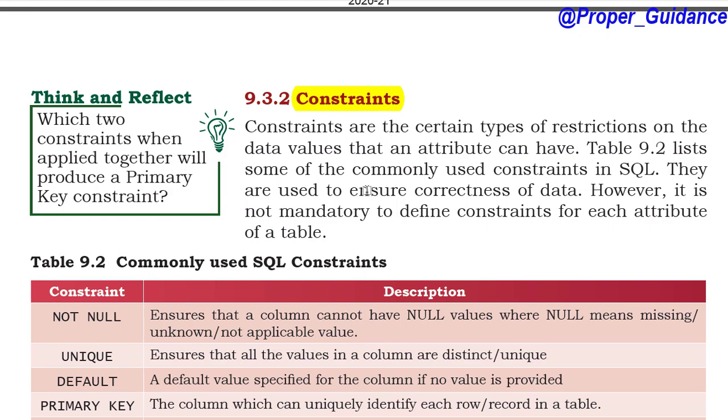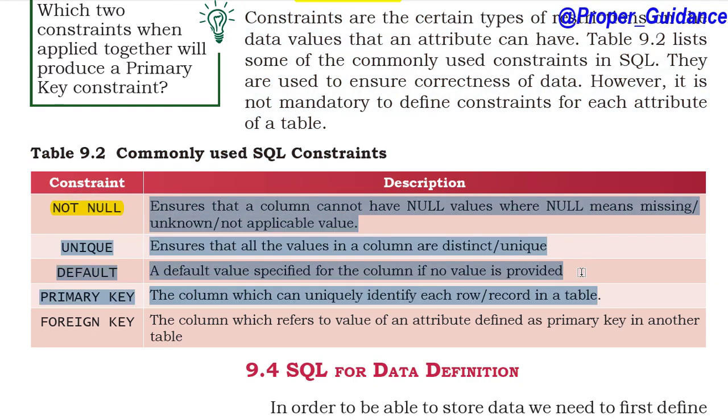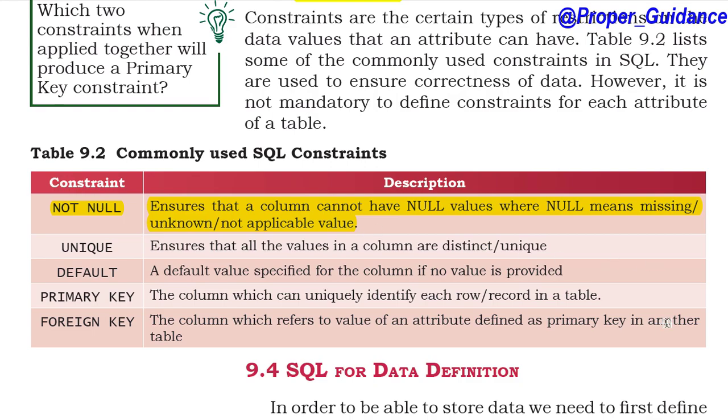Constraints are certain types of restrictions on the data values that an attribute can have. These are the constraints in the table here. Not null ensures that a column cannot have null values, where null means a missing, unknown, or not applicable value. Unique ensures that all the values in a column are distinct.